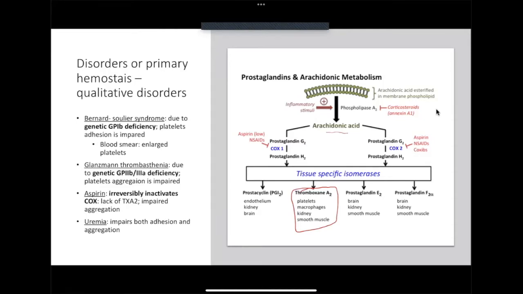The exact pathophysiology of how it does this is not quite clear, but honestly, you don't even need to remember it. You can just know that uremia impairs adhesion and aggregation of platelets.